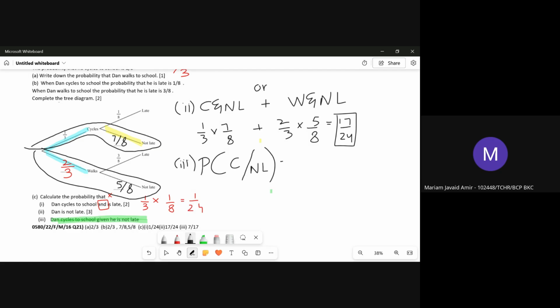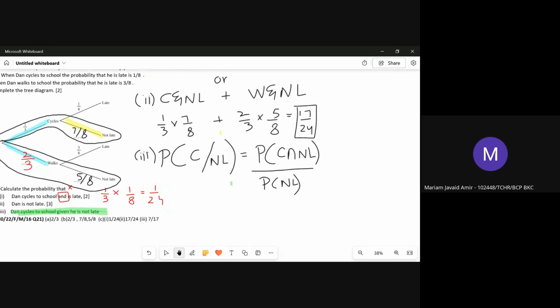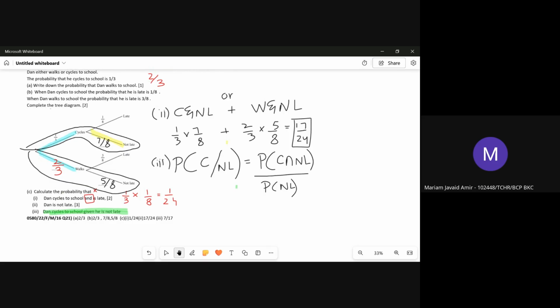इसका फॉर्मूला लगा लेते हैं. This is conditional probability. Probability cycles and not late, or intersection, divided by probability of not being late. Not late की probability part 2 में निकल चुकी है. देखो, Dan is not late, वो ये probability थी. So denominator आपको पहले ही पता है, 17/24.